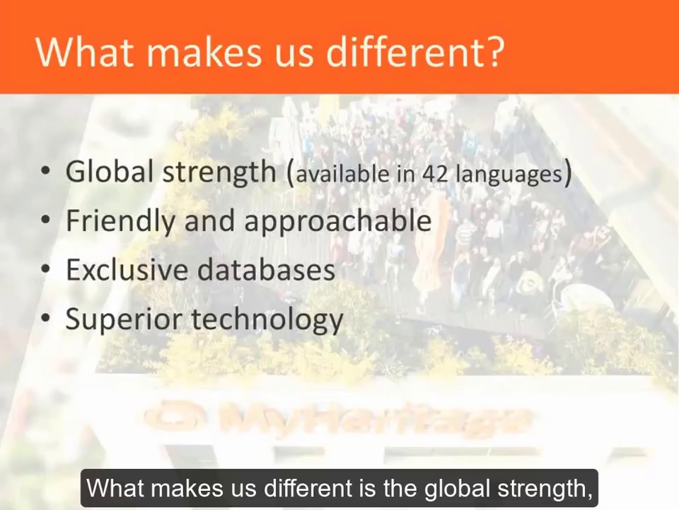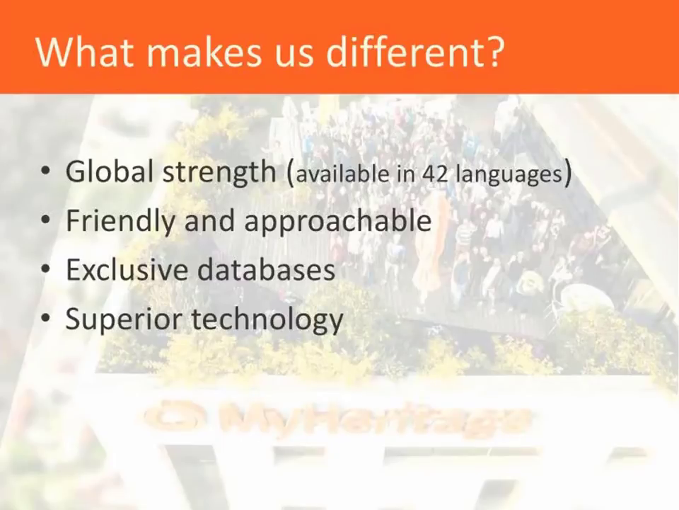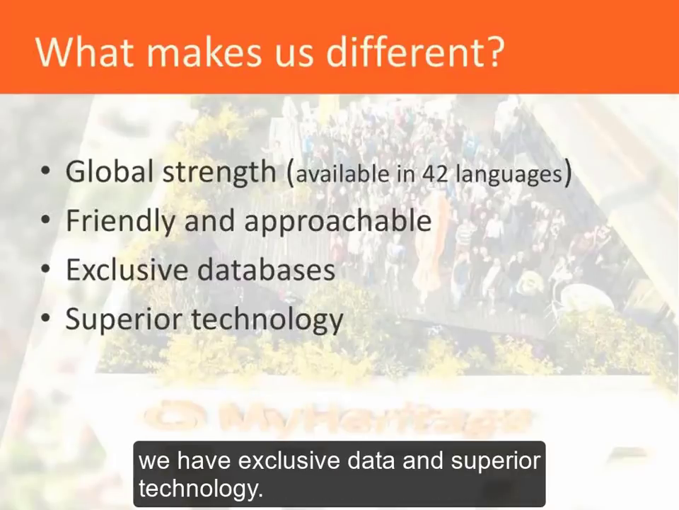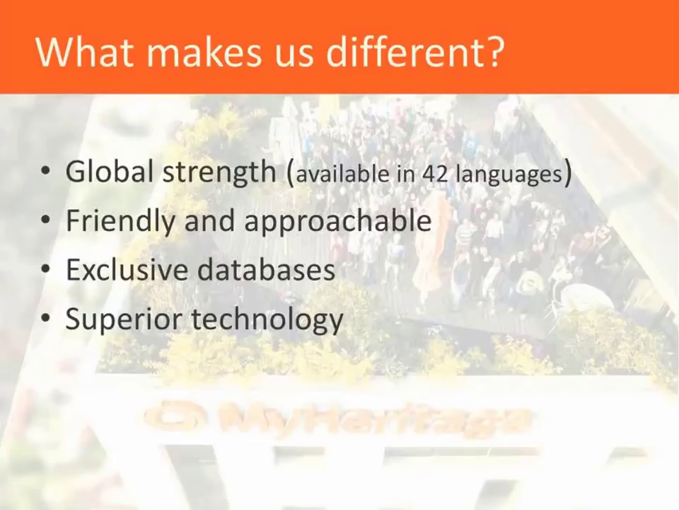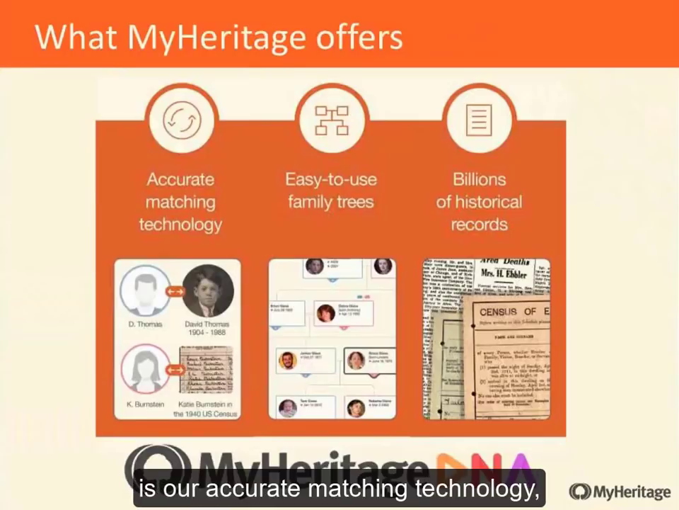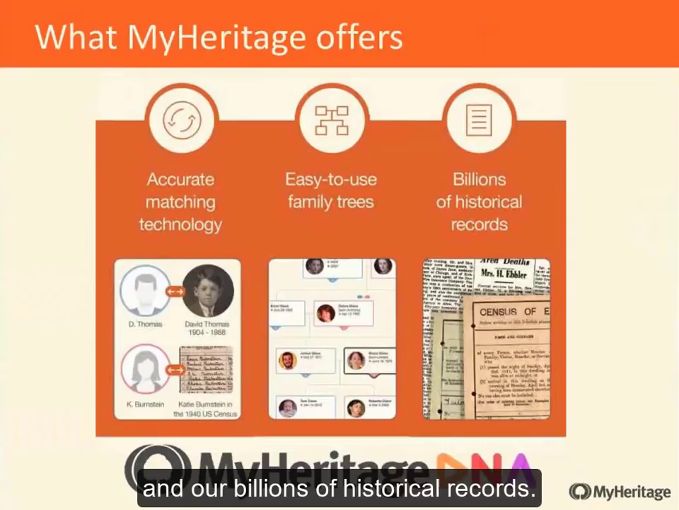What makes us different is the global strength. We translate our website to 42 languages. We're friendly and approachable. We have exclusive data and superior technology. Some of that technology, but not all, is our accurate matching technology, which is the industry best, our easy-to-use family trees, and our billions of historical records.